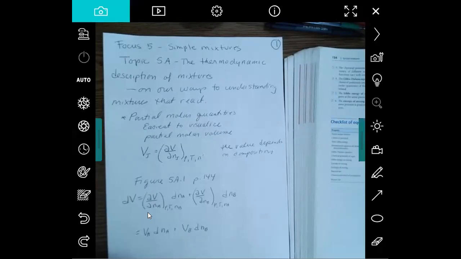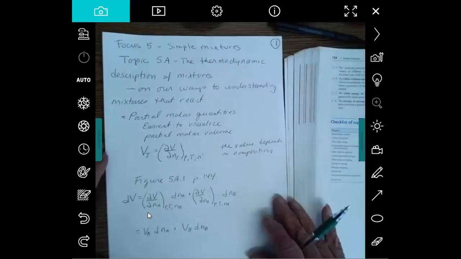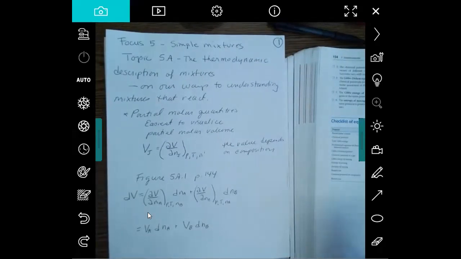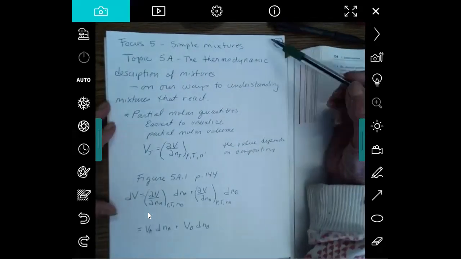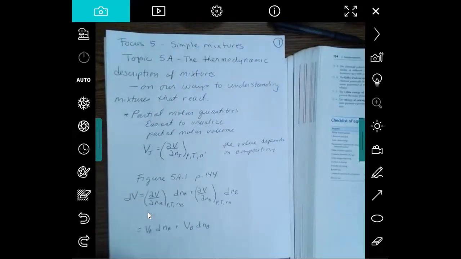So we're going to first move from that simple understanding of thermodynamics now to understanding what happens when you create a mixture. After you create a mixture, you'll be able to create a mixture that reacts. So first we have to think about mixtures and phase equilibrium, and then eventually we'll get to chemical equilibrium. So simple mixtures, the thermodynamics of mixtures, and we're on our way to understanding what happens when a mixture can react.